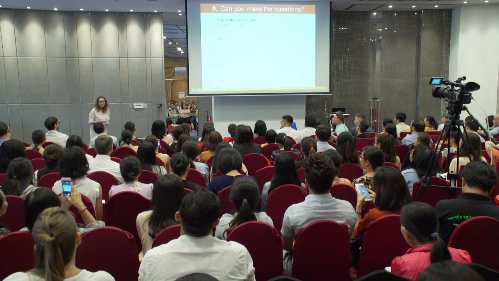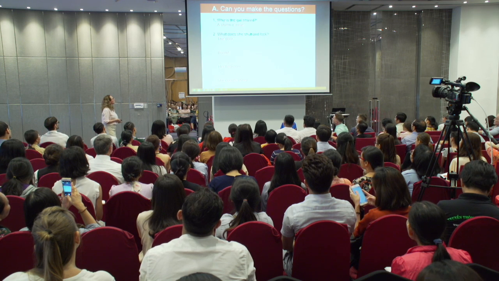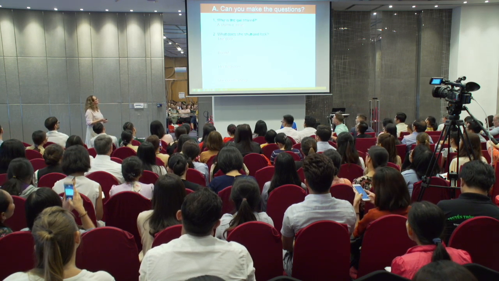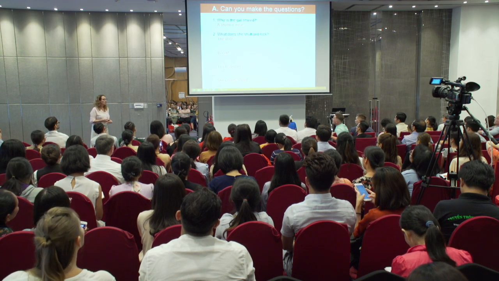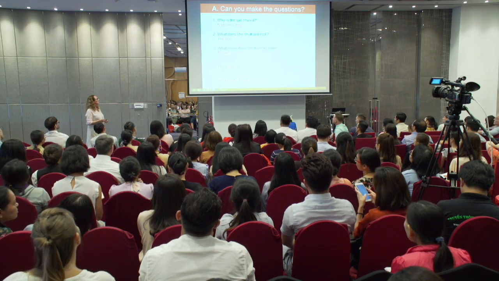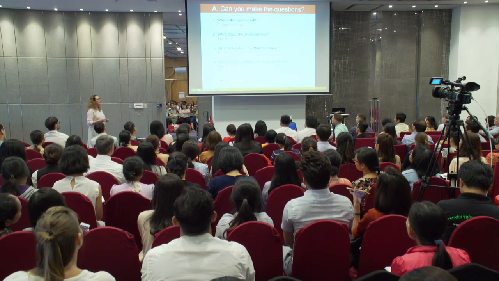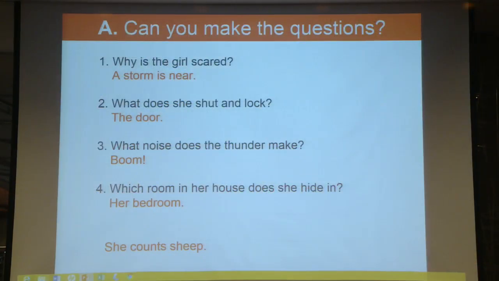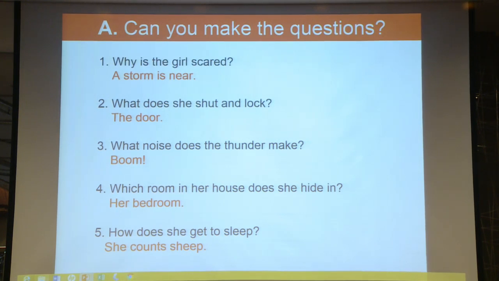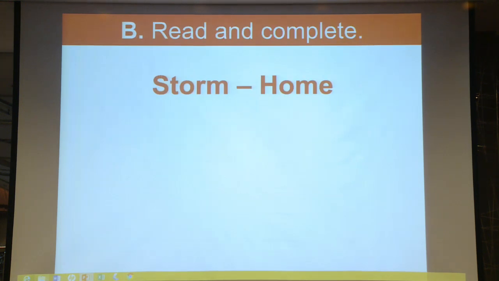What does she lock? Very simple. What does she shut and lock? The door. Good. 3. What is the noise the storm makes? Great. Next one. Where does she hide? Lovely. Last one. Yeah, what's she do in bed? What helps her sleep? Yeah, she does. Yeah. How does she get to sleep? She counts sheep. Yeah. So students, that's more difficult, but students would just have to put in the little red sentences, okay? So this is like a way of checking that your students understand, or comprehension, okay?